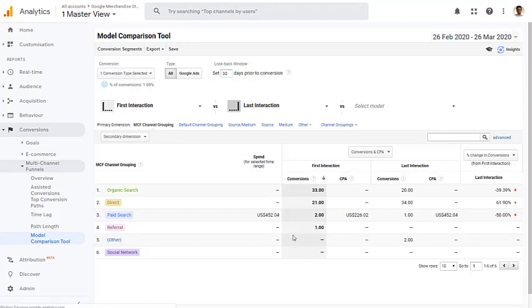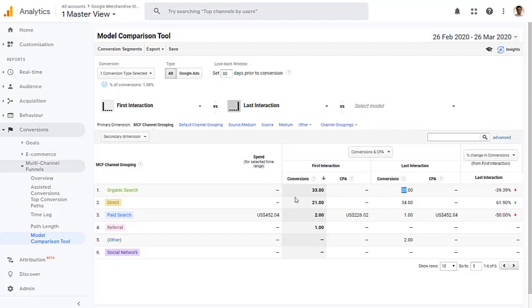Now look what kind of report I get. Organic search is on the top, and when it is first interaction, it gives me a conversion of 33. When it is last interaction, it gives me 20. That means people are definitely coming to my website the first time through organic search, 33 conversions, but they don't immediately convert, because last interaction is only showing me 20.